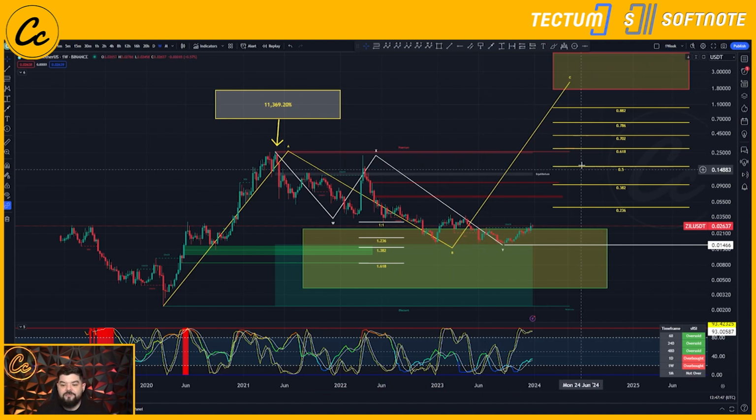Well, we can see what I have done on the chart already here is took the 100% move here of this previous bull market, brought it over to that bear market low and marked up the Fibonacci levels so we can really take a look at the potentials for BEW.